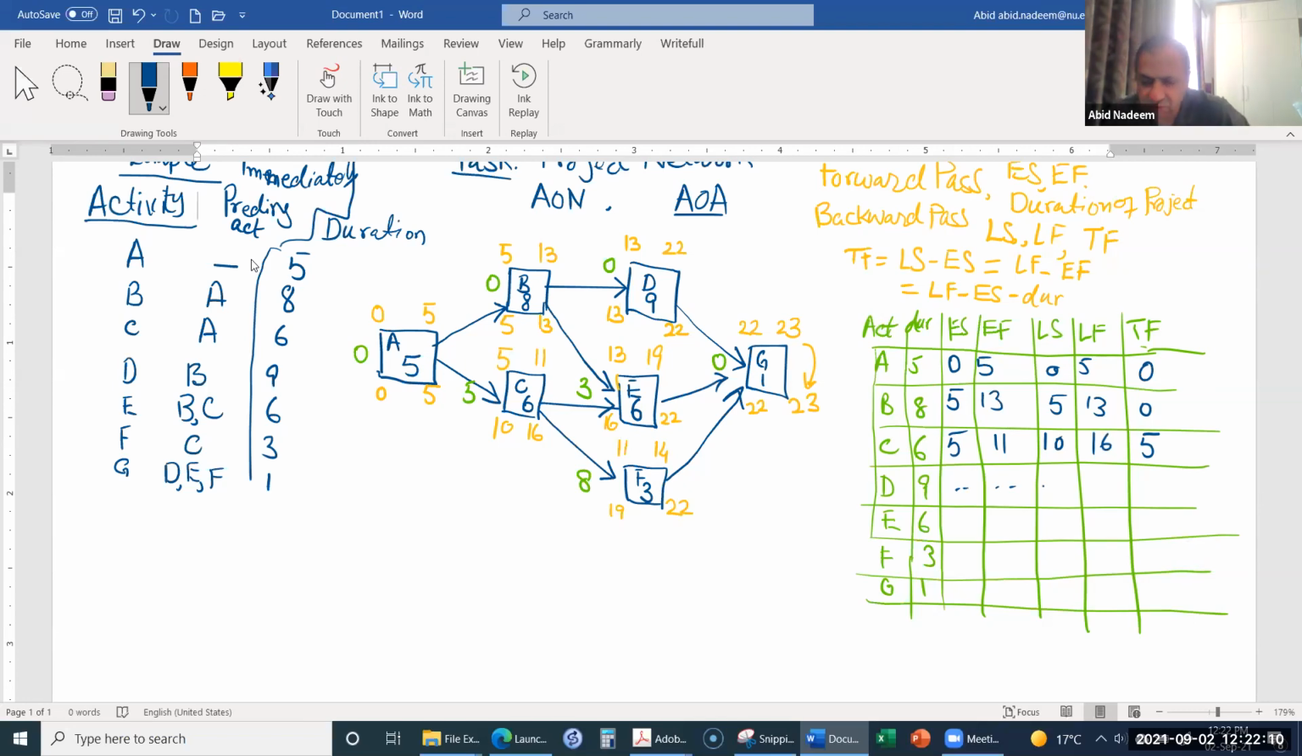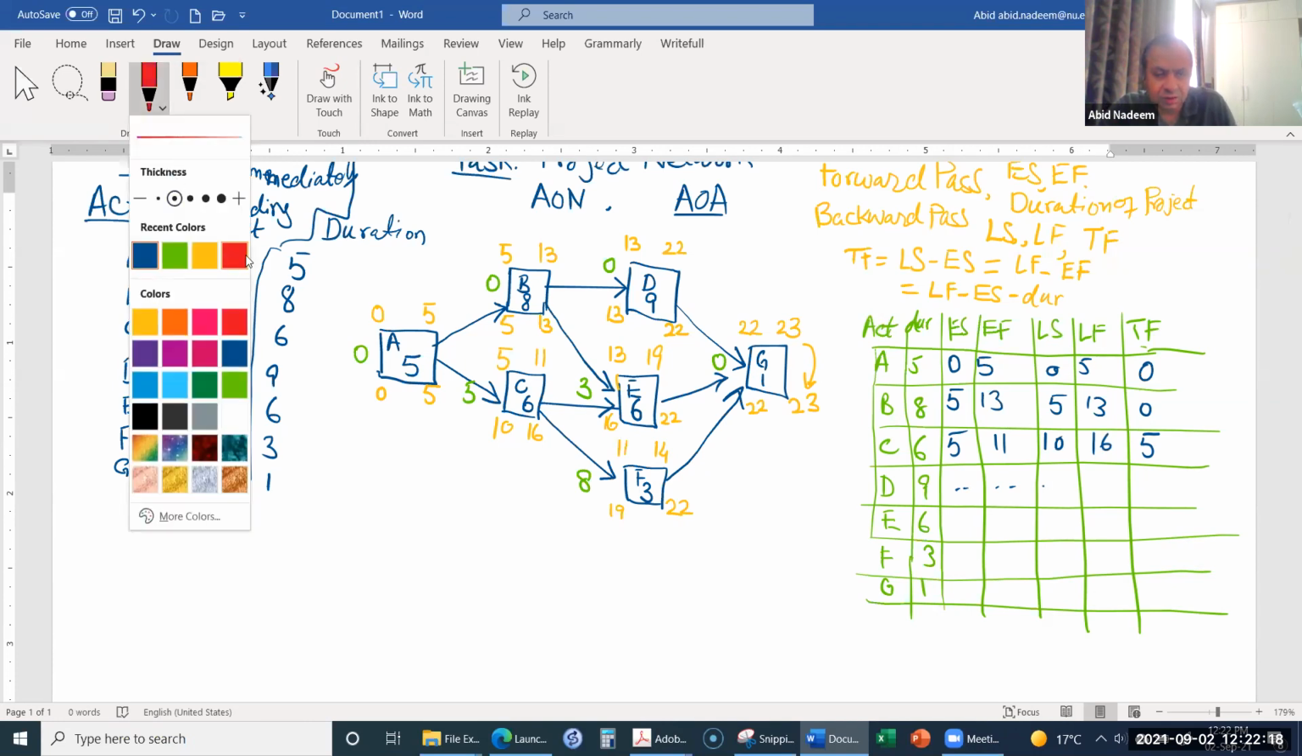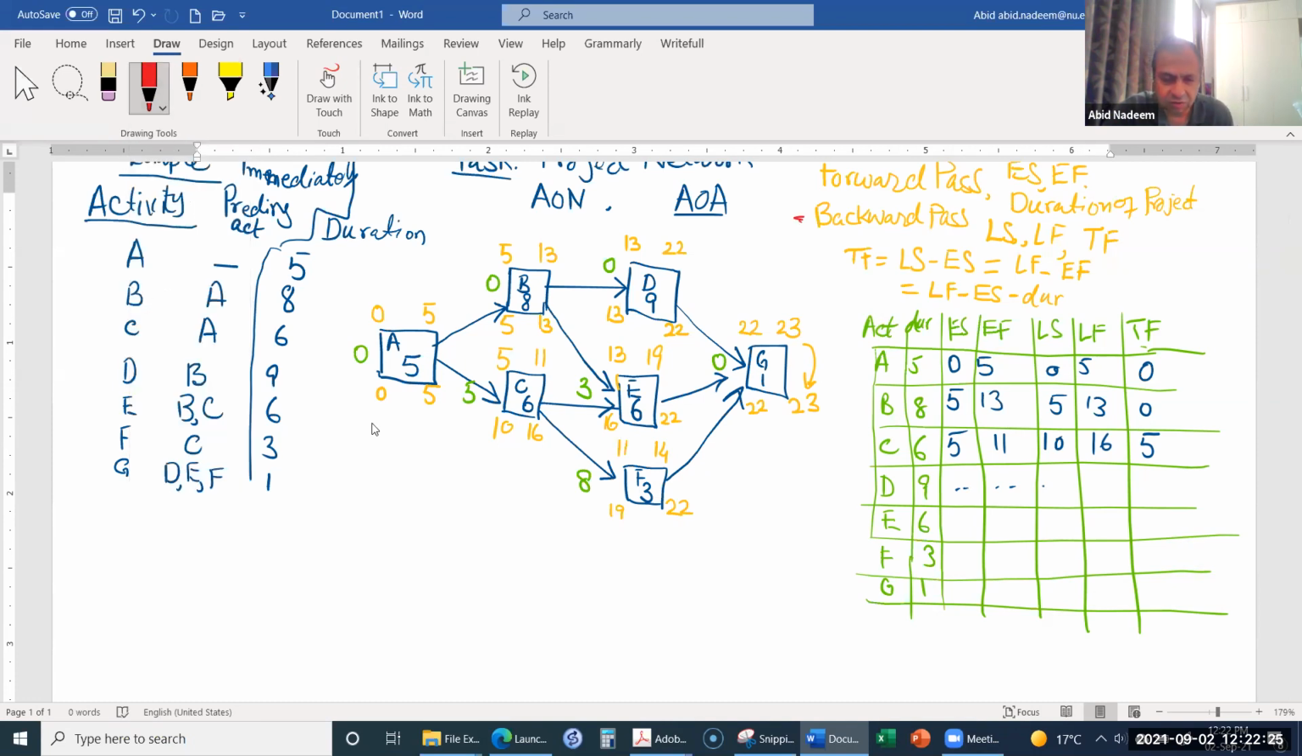So in this way, we do the calculations for the activity on node network method. By the backward pass, you will also determine the critical activities, or the critical path. So by the backward pass, you can also find the critical path.